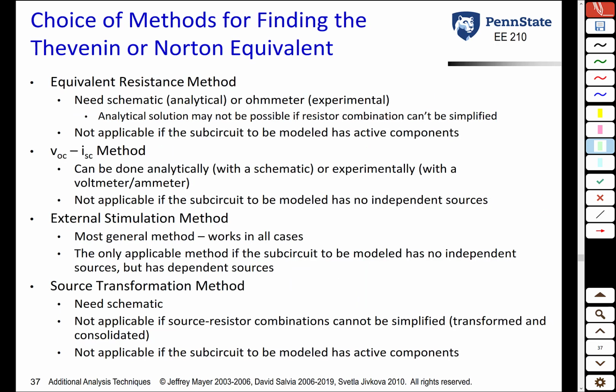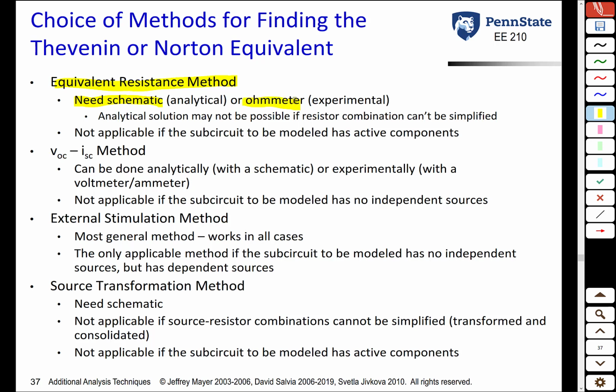So now that we've finished talking about Thevenin's theorem and briefly Norton's theorem, let's review the 4 approaches for finding the Thevenin and Norton equivalent and see when they can each be applied. So the first method we looked at was the equivalent resistance method. The equivalent resistance method could either be done analytically, if you look at a schematic and simplify it, or experimentally by using an ohm meter.